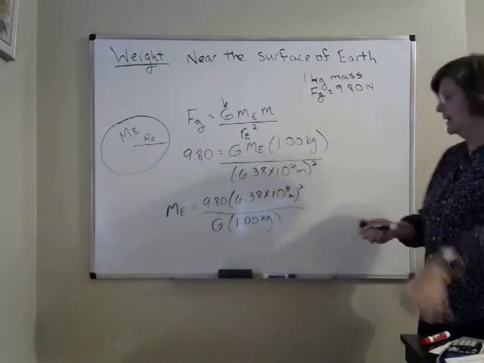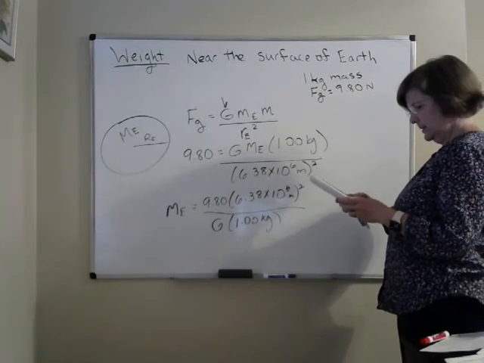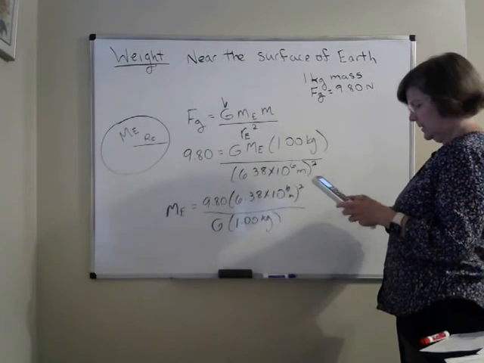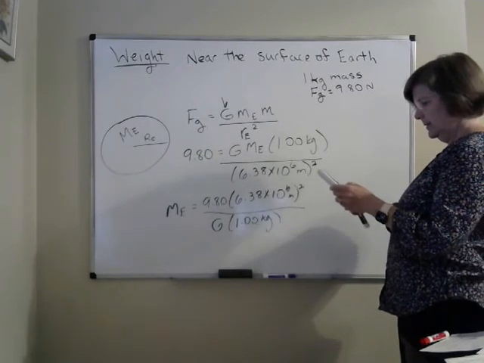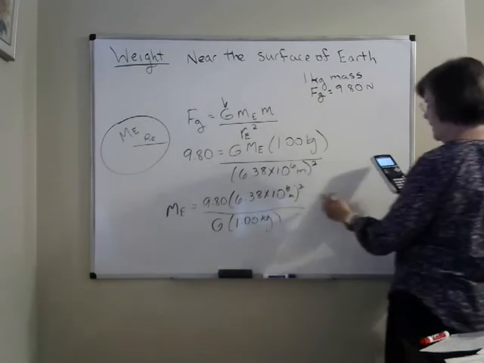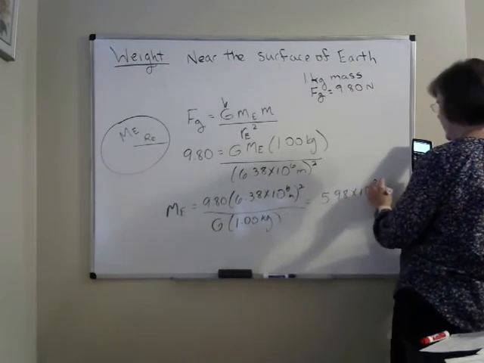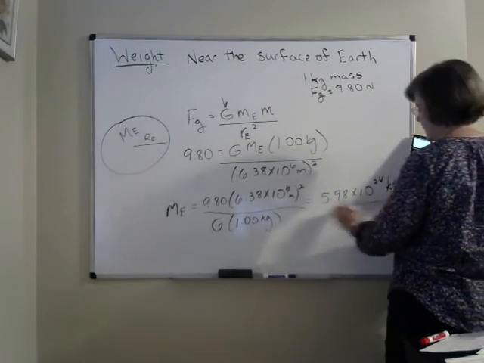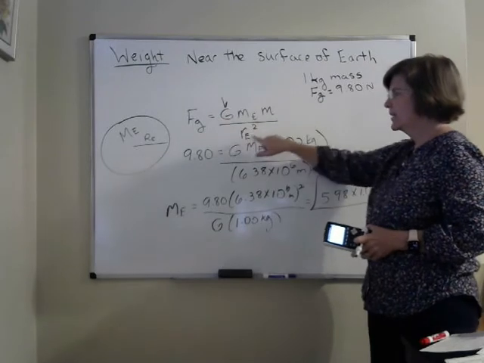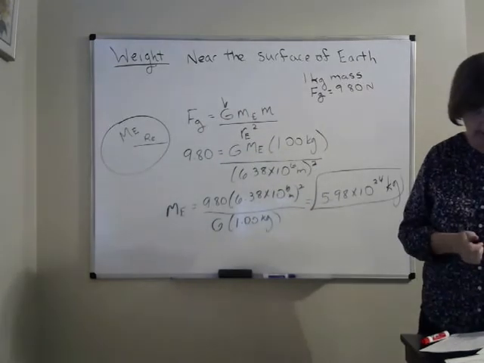So if I take that and I work backwards, 9.80 times 6.38 times 10 to the 6th squared divided by G, it comes out to be 5.98 times 10 to the 24th kilograms. So once somebody was able to calculate G, since we already knew the radius of the earth, it was very easy to actually calculate the mass of the earth.